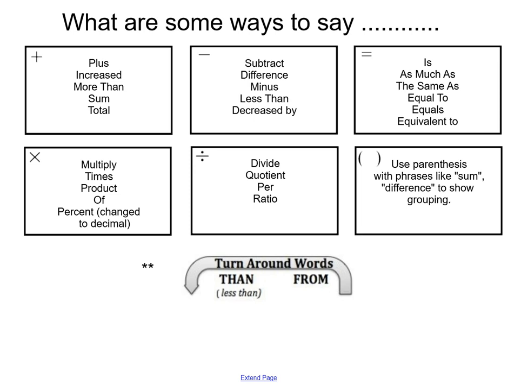The other thing that we talk about is we have some turnaround words. These turnaround words are represented by the word than, or they can be represented by the word from. Also, if we see less than or greater than, that would represent a turnaround word as well. That basically means that whatever you say first actually goes at the end of your situation. We'll talk about that more when we get there.